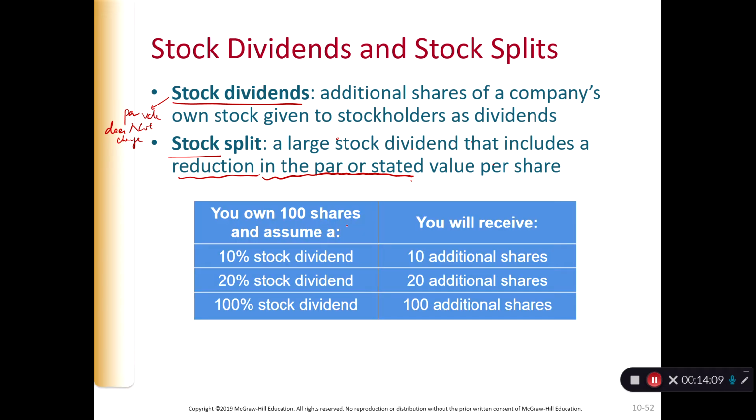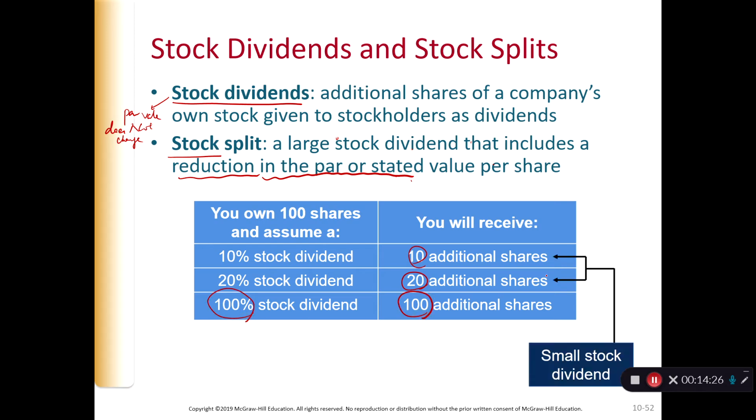Let's give you an example. If you own 100 shares and get a 10% stock dividend, then you have 10 additional shares. If you get a 20% stock dividend, you have 20 additional shares. And if you have a 100% stock dividend, you're going to gain 100 additional shares. The first two are considered small stock dividends, and the 100% stock dividend can be considered a large dividend.